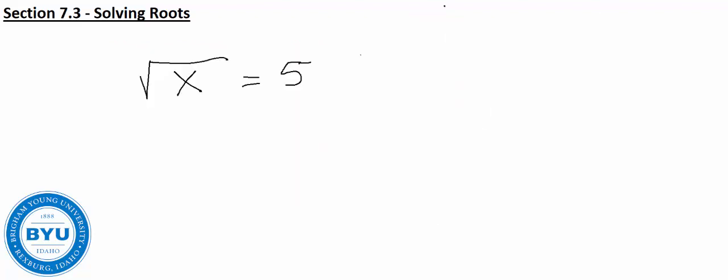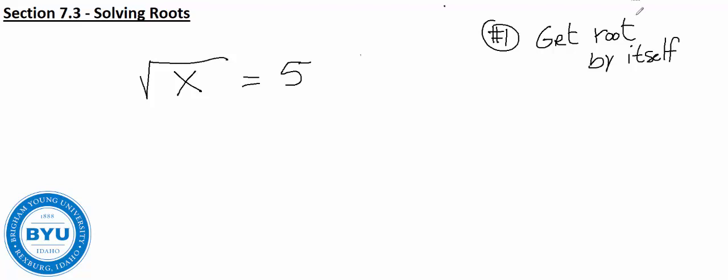Anytime we're trying to solve a square root, we're going to need to get it by itself. That's step number 1. Get the root by itself, or maybe we should call it the Vans. Get Vans by itself, okay? In this problem, the square root's already by itself, so we're ready to move on to step number 2.